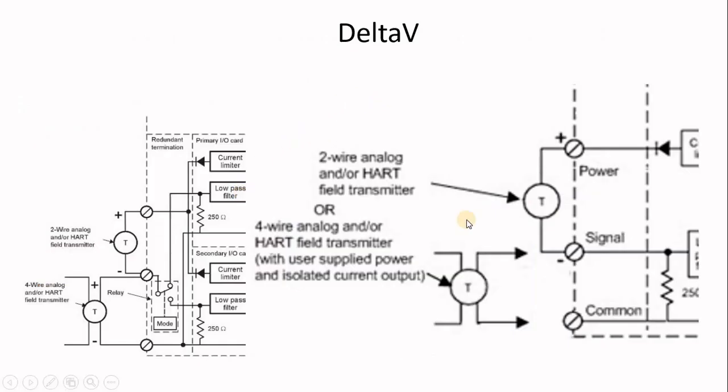This is a Delta V card, and they will show you where to connect it. This is your two-wire transmitter. You can see the power and the signal. You got the 24 volt going to your transmitter. The signal comes back and goes to your resistance to the ground. If you use a four-wire transmitter powered separately from the loop, you have the two wires go to the signal, and you connect the grounds together. That means you have this resistance in your signal.